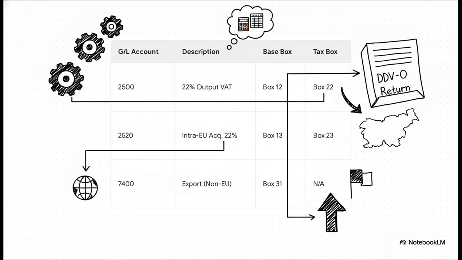I'm talking about setting up GL account 2500 to capture 22% output VAT and hard-coding that to flow straight into box 12 and 22 of the tax return, or mapping account 2520 for intra-EU acquisitions directly to boxes 13 and 23. Doing this is exactly what transforms a generic piece of software into a true localized powerhouse.